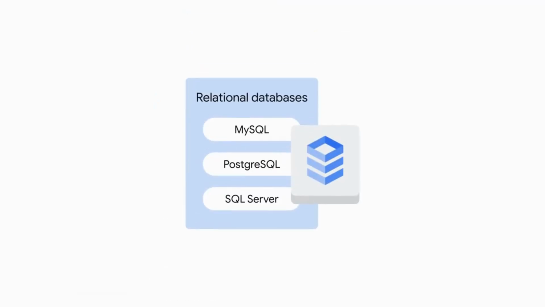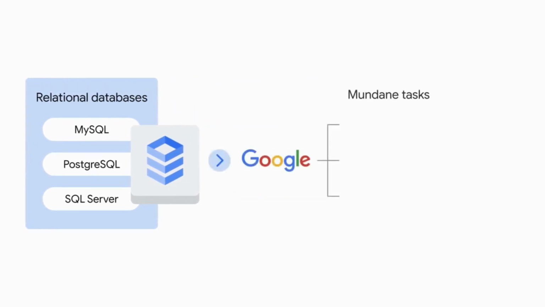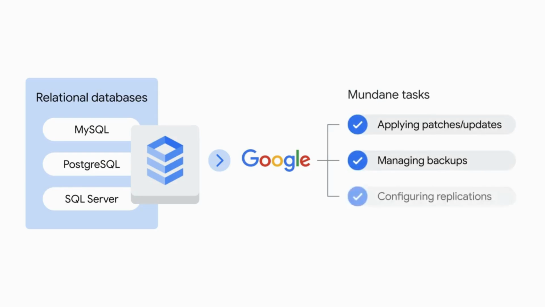Google Cloud's second core storage option is Cloud SQL. Cloud SQL offers fully managed relational databases, including MySQL, PostgreSQL, and SQL Server as a service. It's designed to hand off mundane but necessary and often time-consuming tasks to Google, like applying patches and updates, managing backups, and configuring replications, so your focus can be on building great applications.